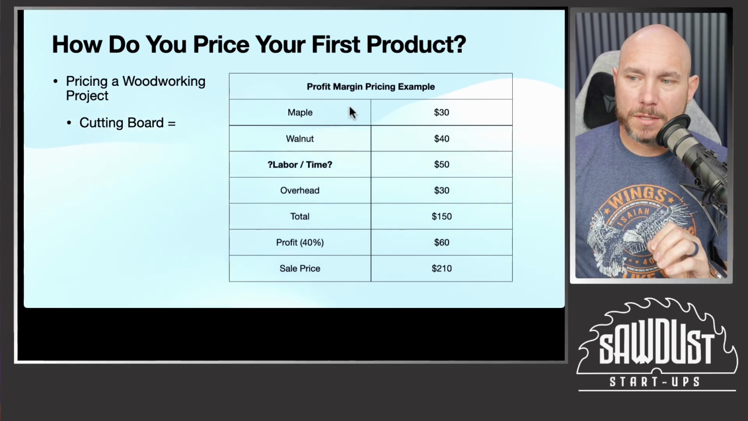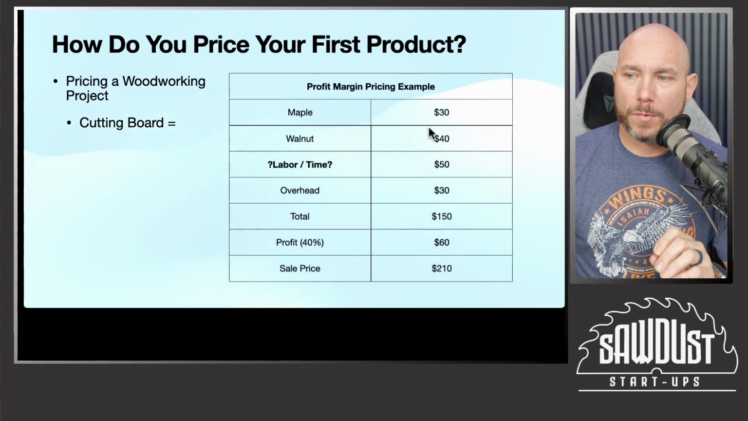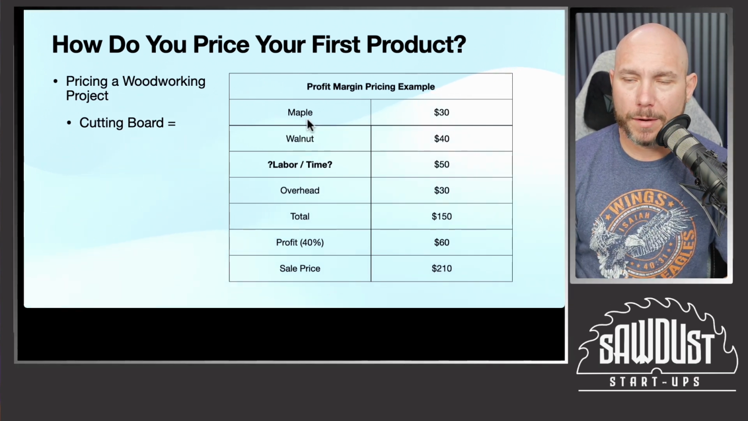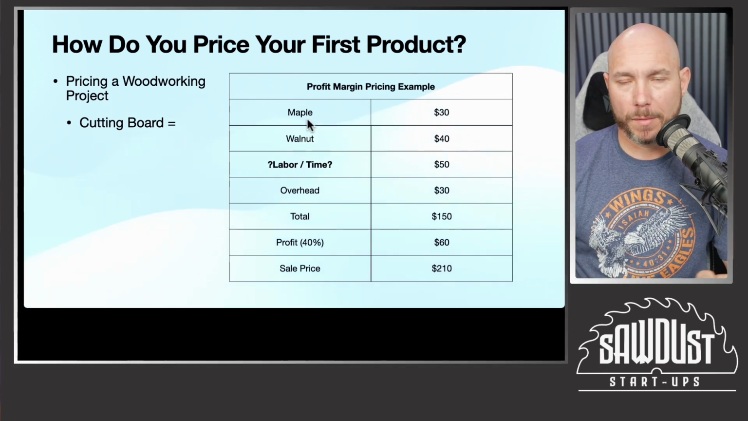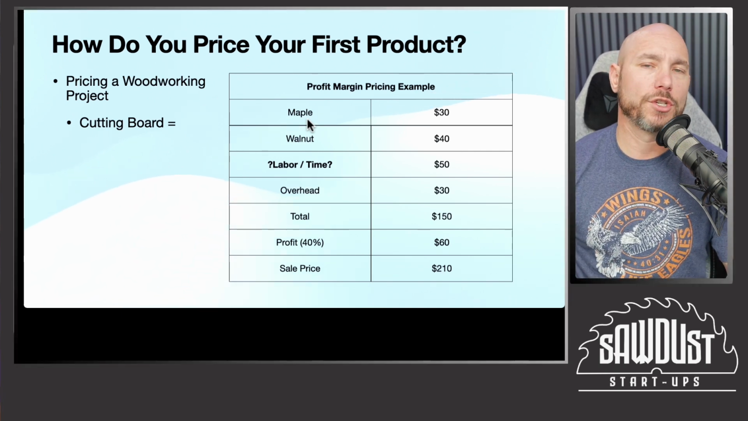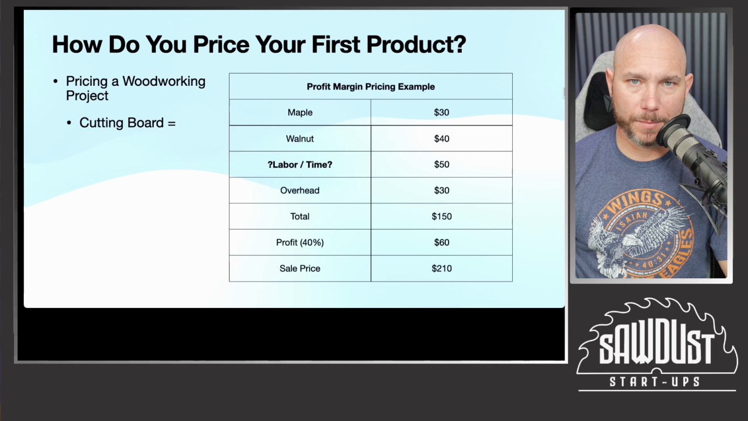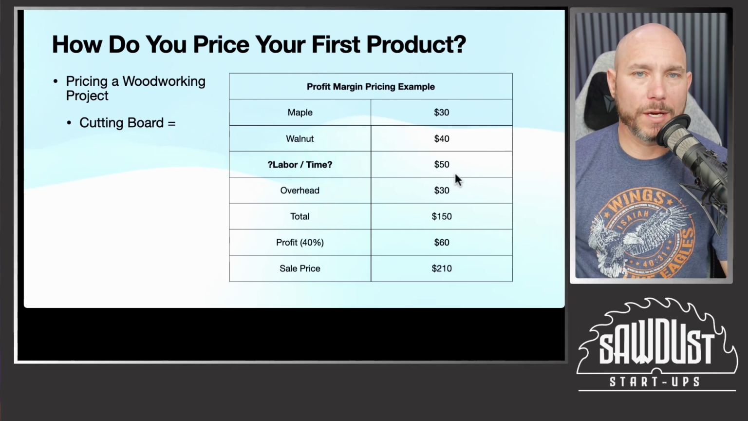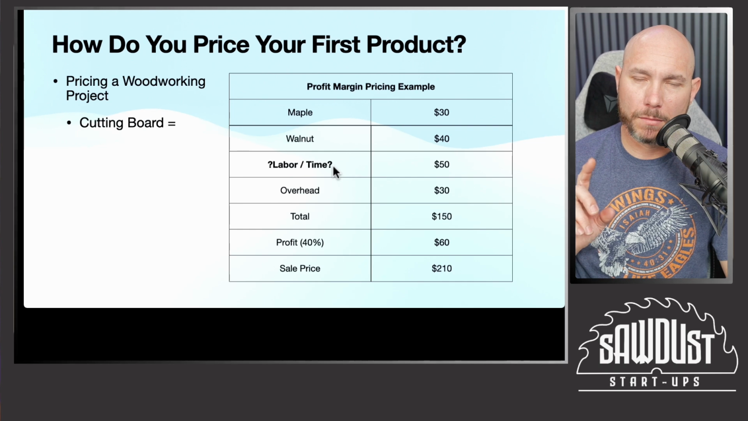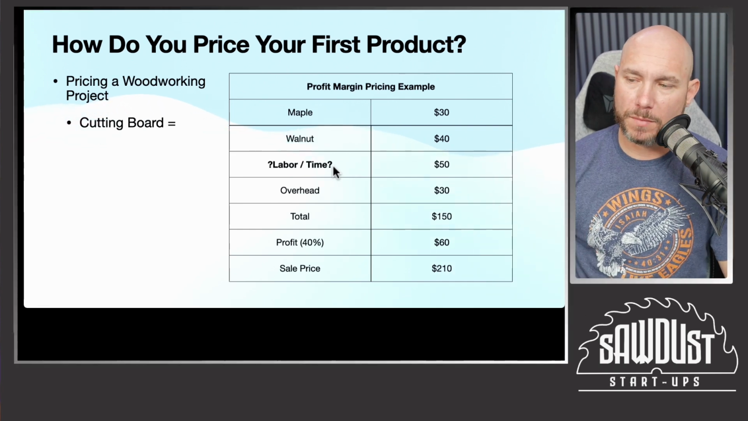What I'm going to do is use the profit margin pricing example. We're going to use maple and walnut in this cutting board. It's going to be 18 inches long, 12 inches wide. This is just random numbers, I didn't pull this from anywhere. $30 in maple, $40 in walnut. We know that. How much is your labor or time worth? Again, remember, I got it bolded for a reason we'll talk about.